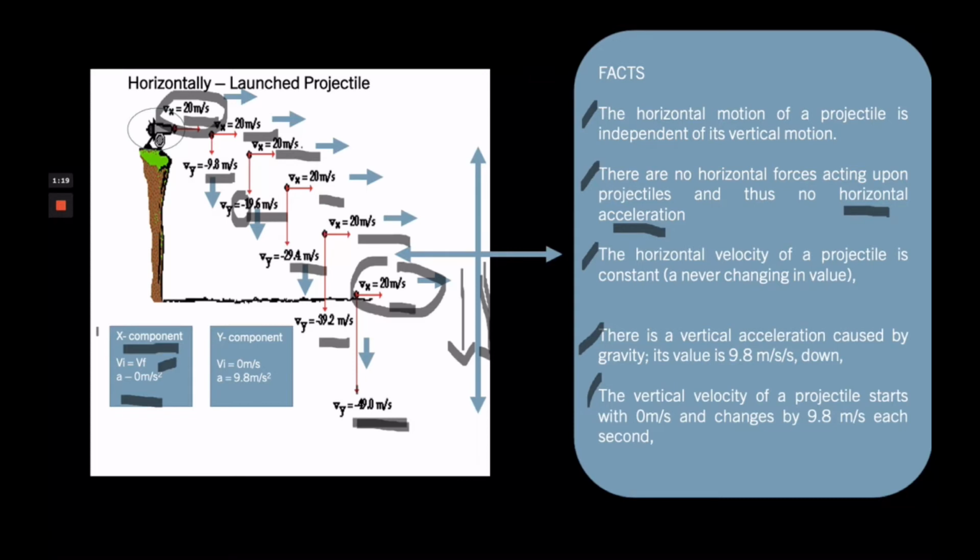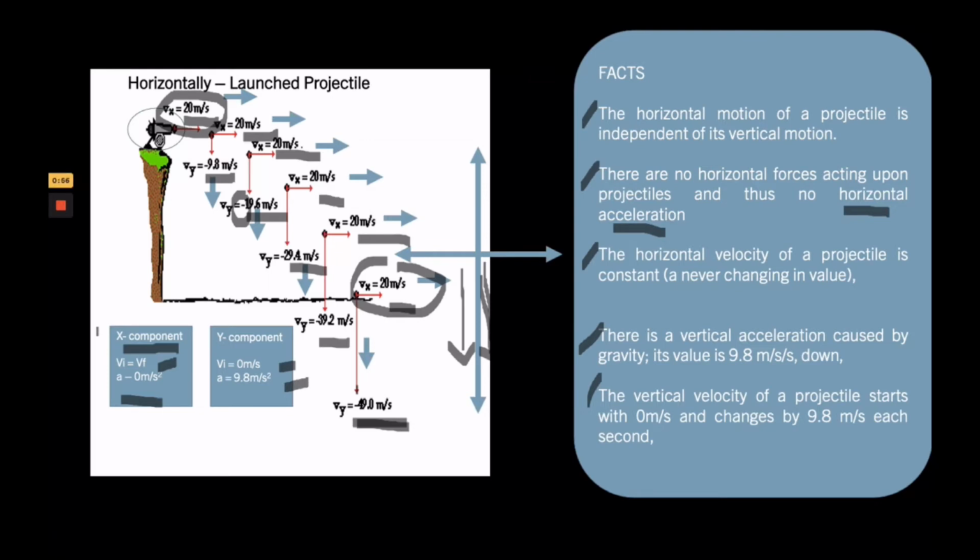Our initial velocity, of course, starts with 0. And since there is a force acting on the cannonball, that's the reason why each second there is a change of the displacement. So our acceleration for the y component would be 9.8 meters per second squared.